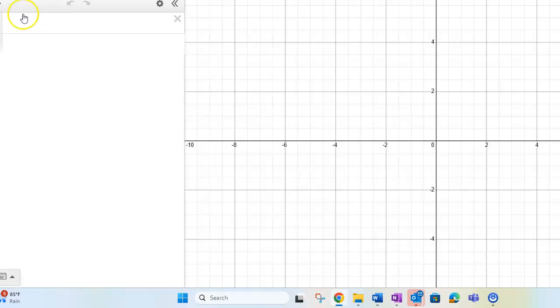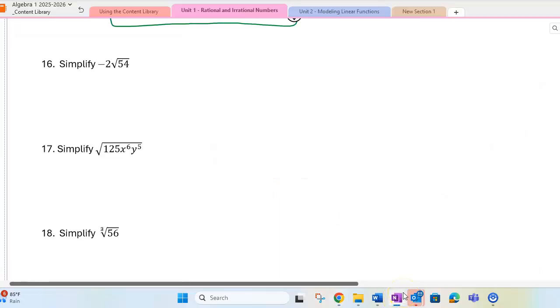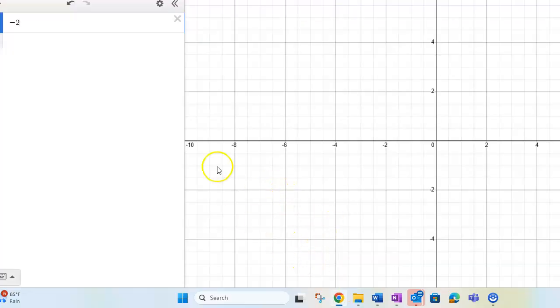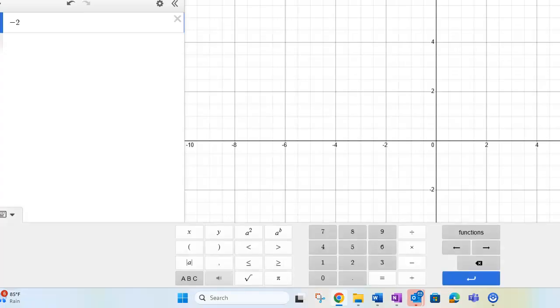Oh, Desmos, here we go. So I'm going to type in -2. Ooh, was it -2? Let me make sure. It was. All right, back to Desmos. -2 square root. We're going to hit the keyboard. We can hit just the radical and type in 54. And look, we get an answer. And is this rational or irrational? It is irrational. We need to keep going.